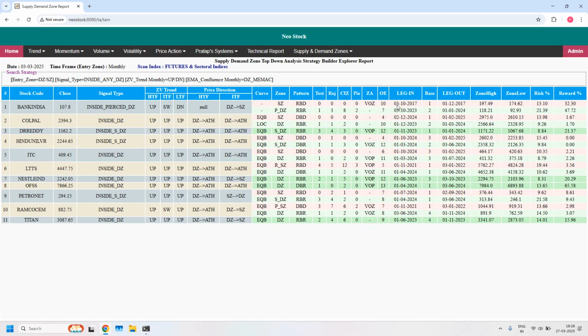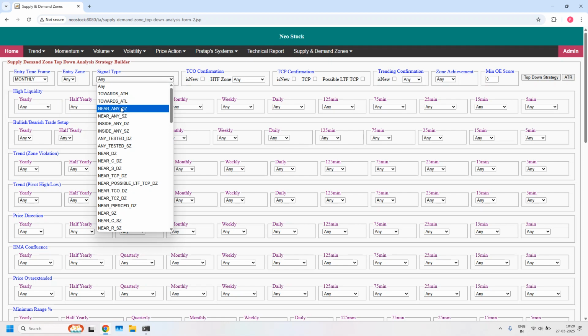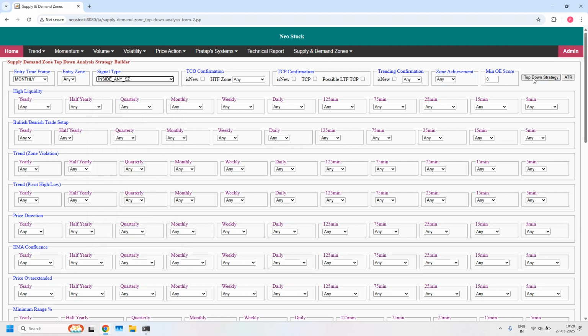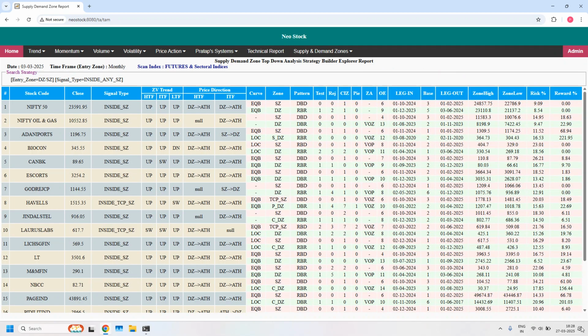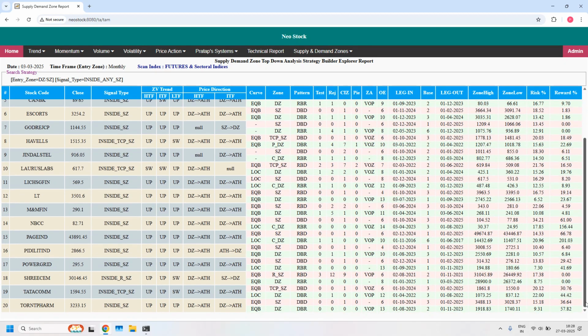Next, we will look into monthly price closed inside monthly supply zone. So first 15 stocks in the list. Nifty also closed inside the monthly supply zone. Okay, I am scrolling the list down. So total 20 stocks are filtered.